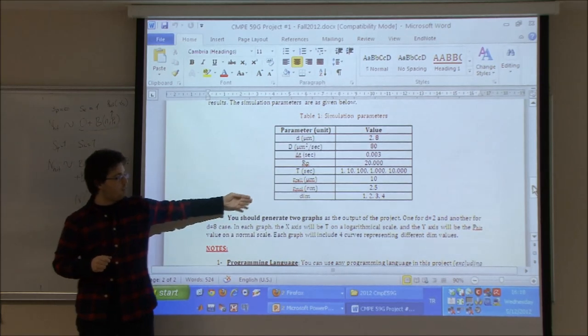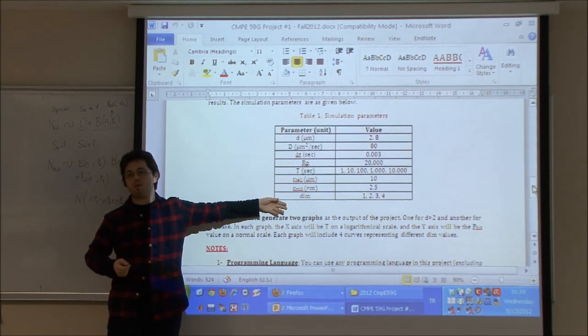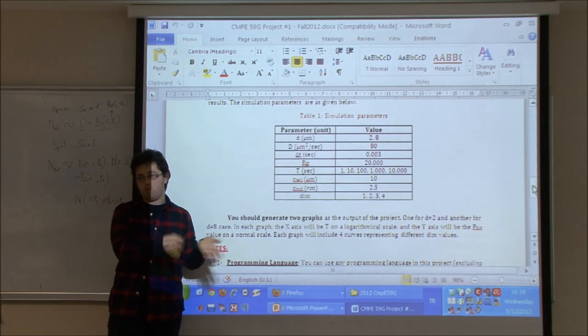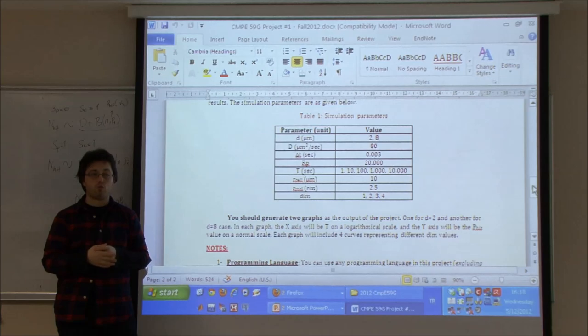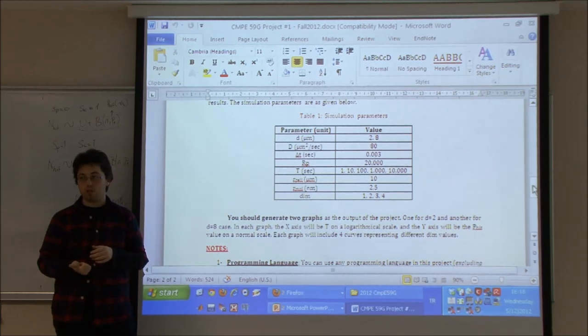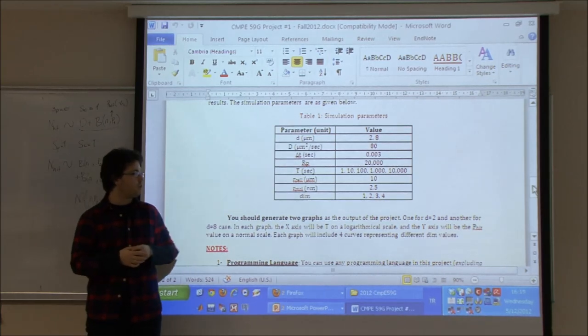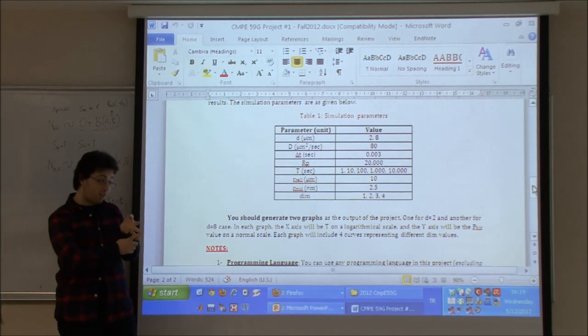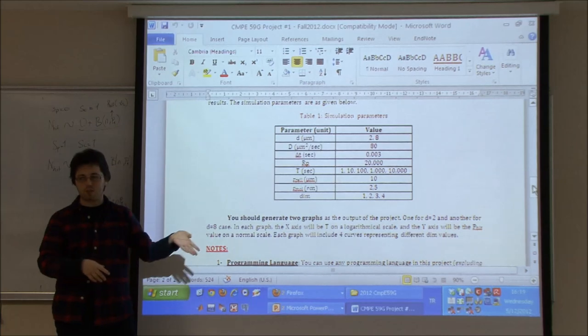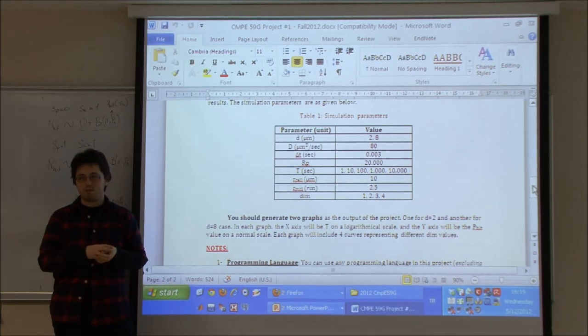One last thing is the dimension. Remember Birkan talked about one dimension and two dimension, for which the P hit should be 1 in the long run. We also want you to run this experiment for one dimension, two dimension, three dimension, and a theoretical fourth dimension.